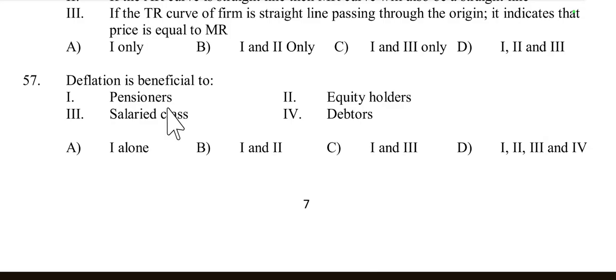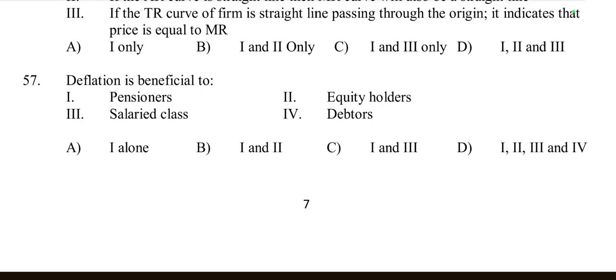Then question number 57, deflation is beneficial to pensioners, equity holders, salaried class, debtors. For pensioners, deflation means a continuous percentage fall in price. Fall in price is equal to deflation. So pensioners get a benefit, they are beneficiaries, because deflation increases the purchasing power of money.